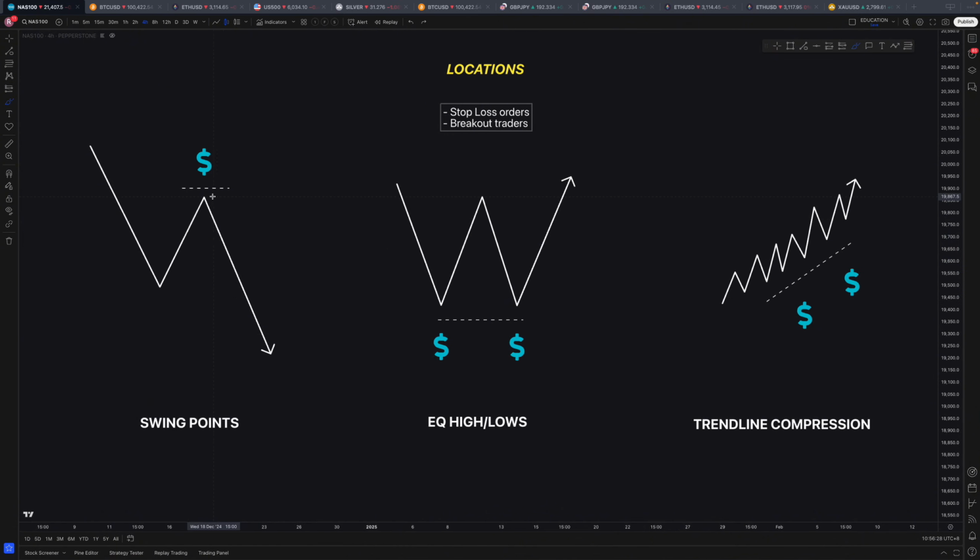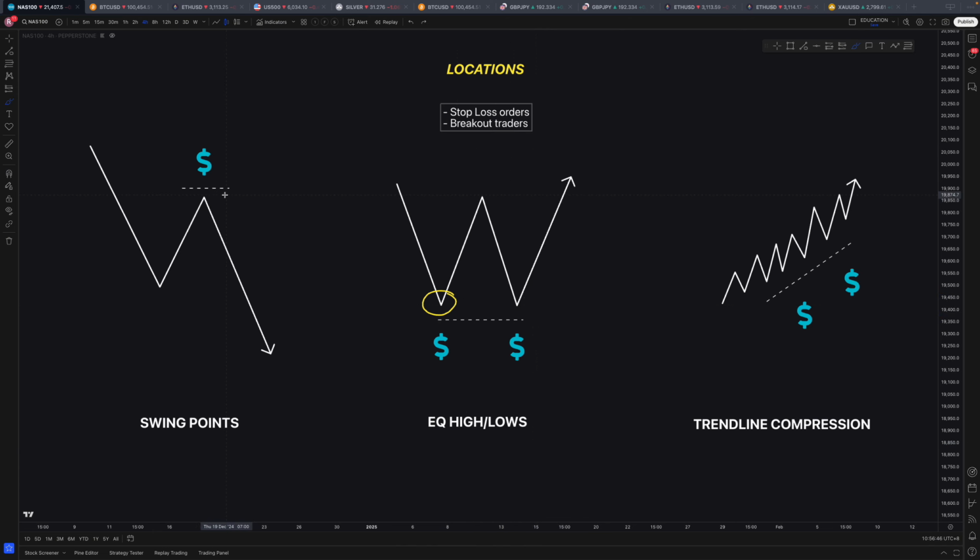So we can see key swing points in the market, these become a strong liquidity pool in the market and price may revisit them to fill orders, right? Secondly, we have equal highs and lows. Now this is basically the same principle, except we've just basically got double. So it's like a key swing point, but we've had double, all right?